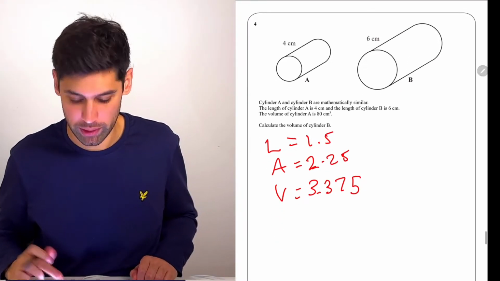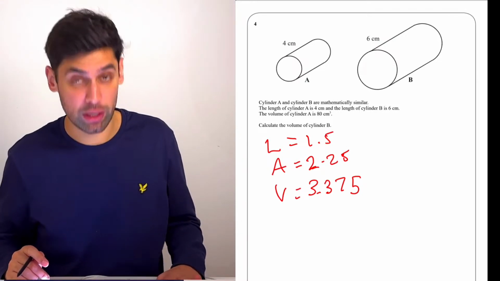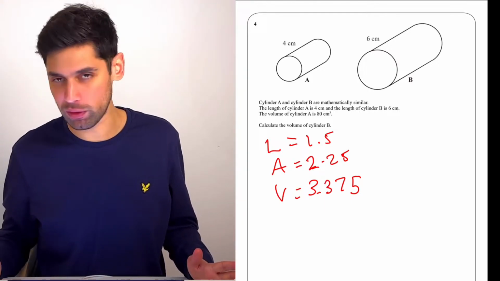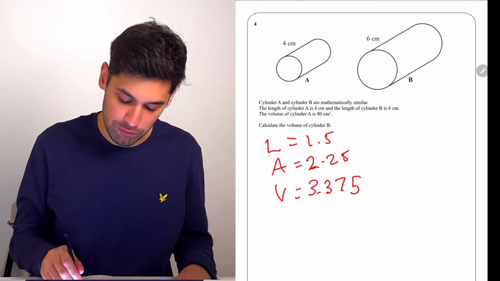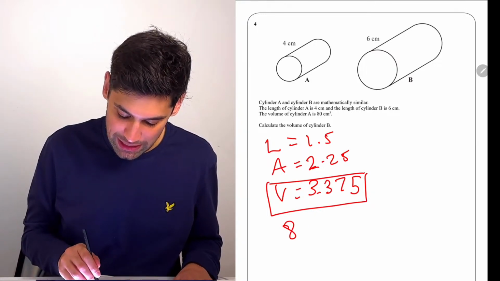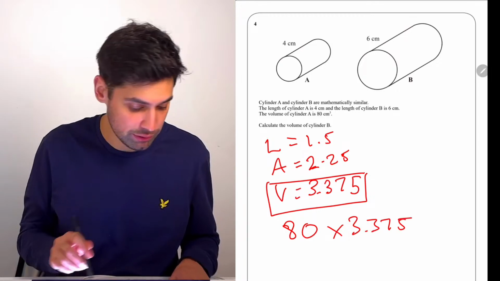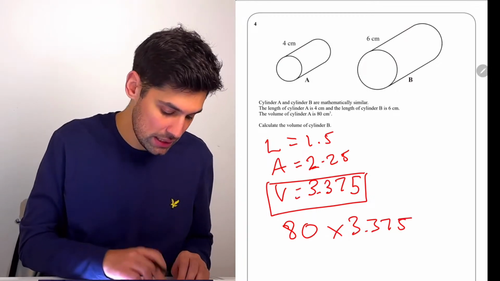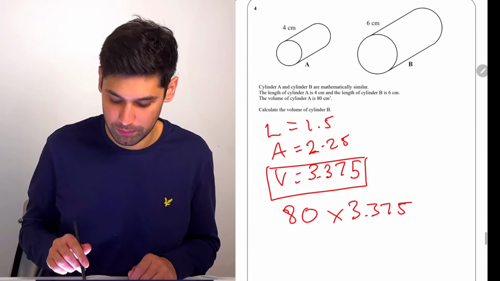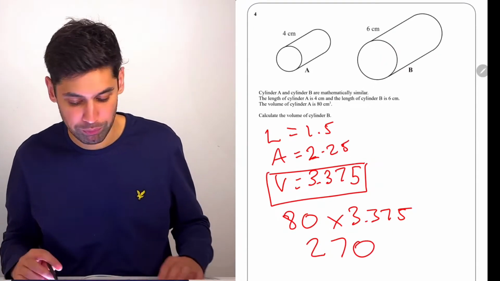We just need to decide which ones we're going to use. The volume of cylinder A is 80. Calculate the volume of cylinder B. Once again, it can't be clearer. We're dealing with volumes. So we're going to use our V scale factor here. And we're going to just do 80 times 3.375. 80 times 3.375 equals 270. So the volume of cylinder B is 270.